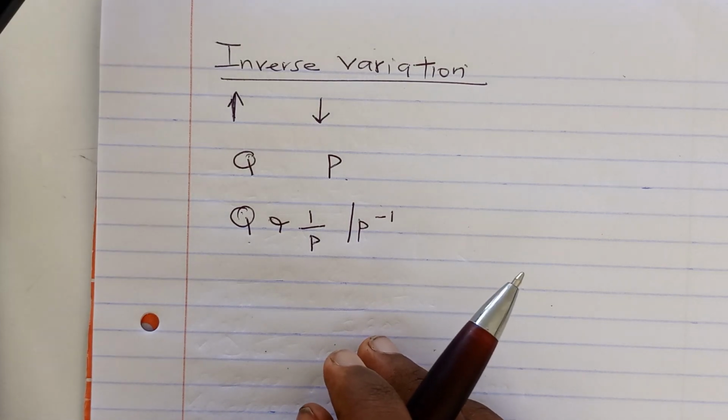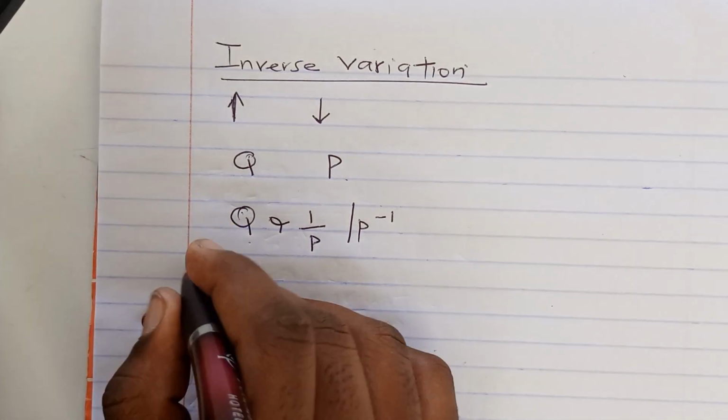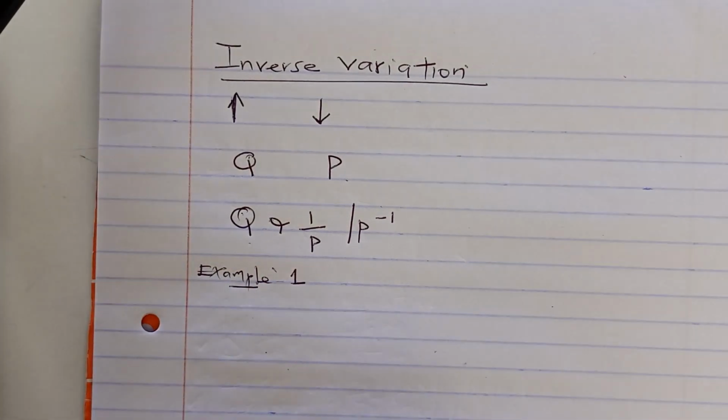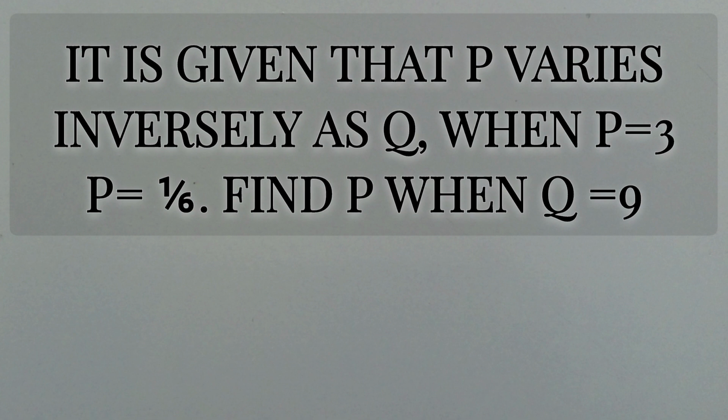Now, in this case, we can have a question. Allow me to do an example here for further understanding. So let me have example 1 of inverse variation. Consider the question appearing on your screen. The question reads: it is given that P varies inversely as Q, and when Q is equal to 3, P is equal to 1 over 6. And then the examiner expects you to find P when Q is equal to 9.